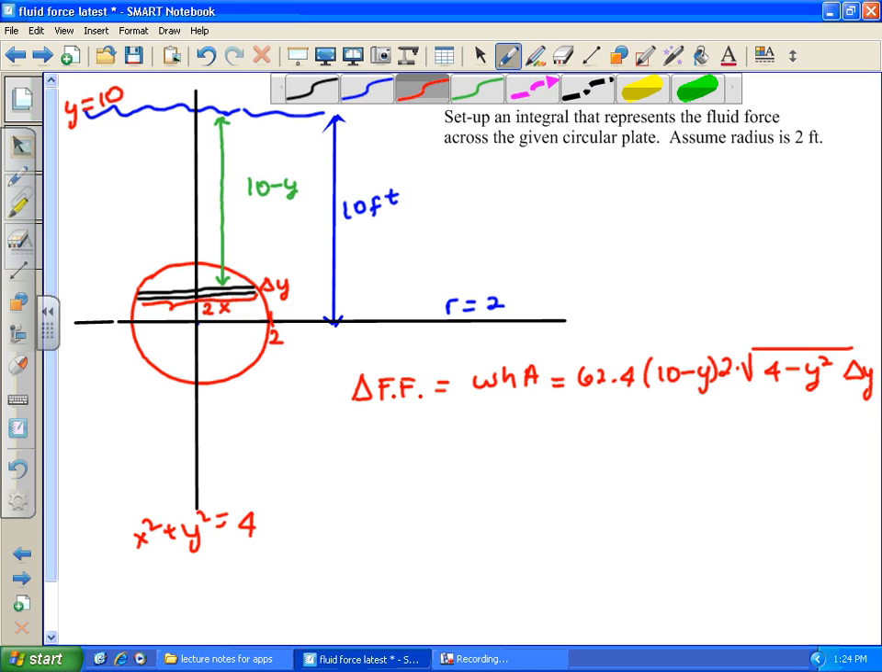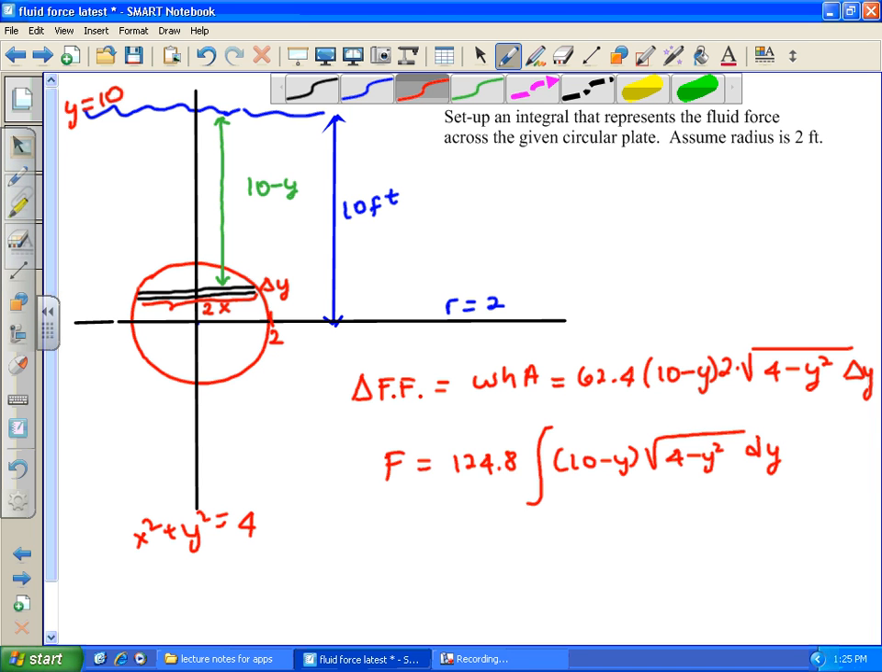Now you see why I said just set it up and don't integrate, because the integral becomes quite an involved integral here. The total fluid force will simply be the integral of the above, if you pull out the constants. And how about the limits of integration? Look at the rectangles. From where to where are they extending?